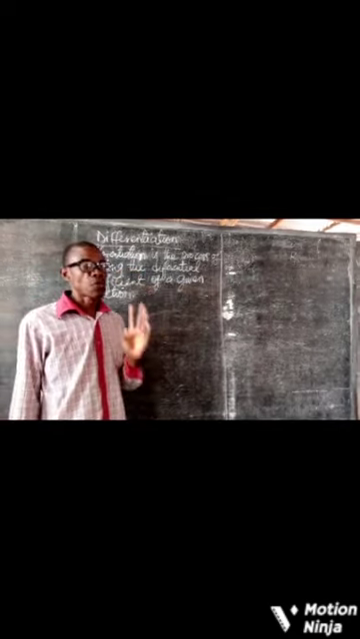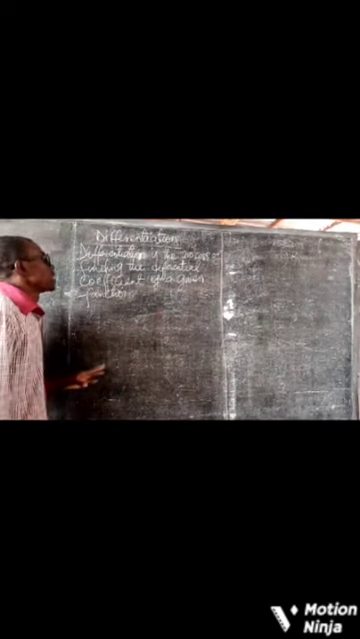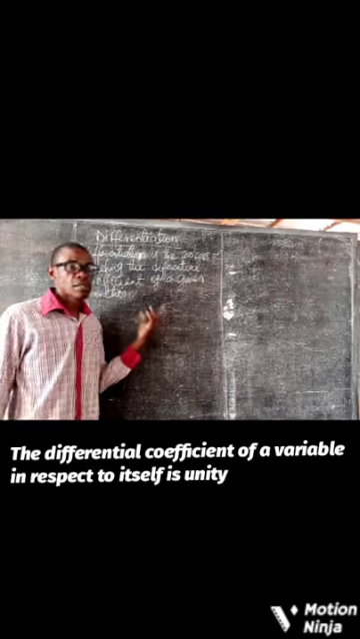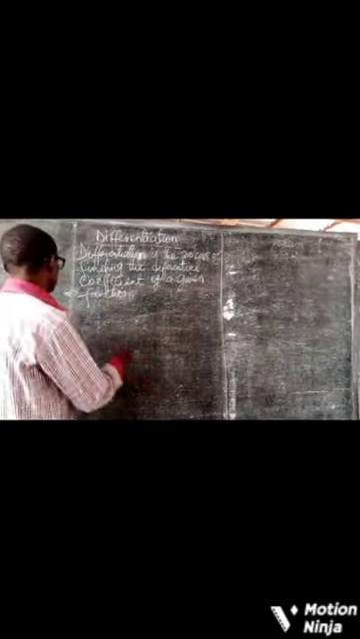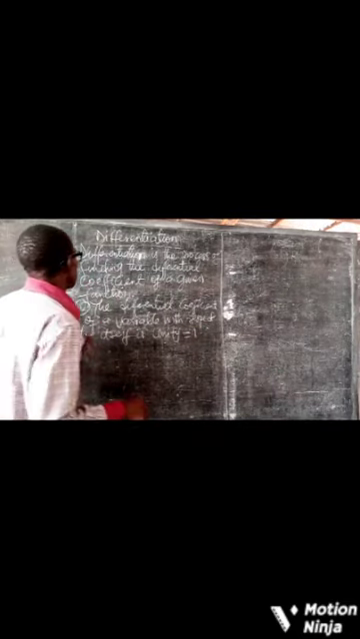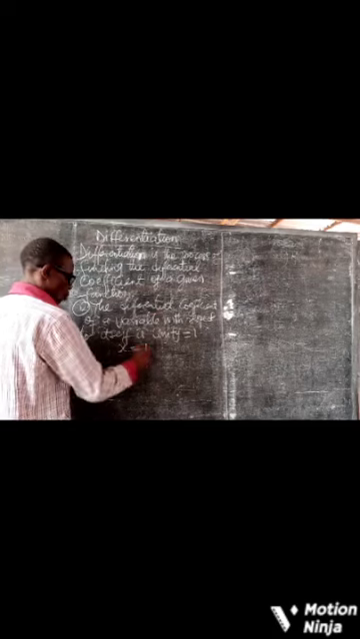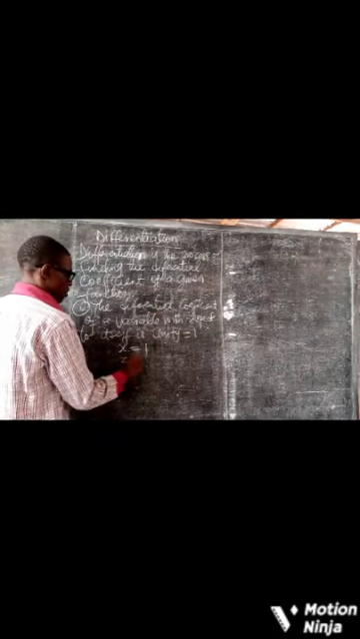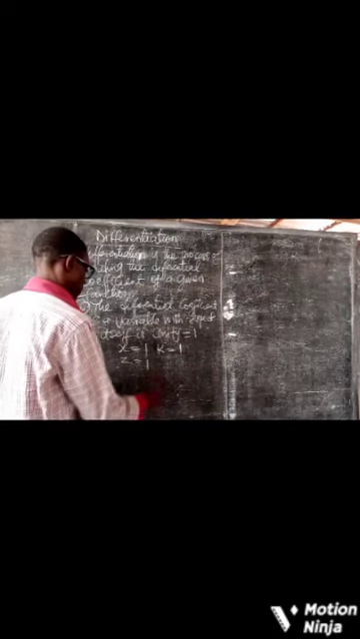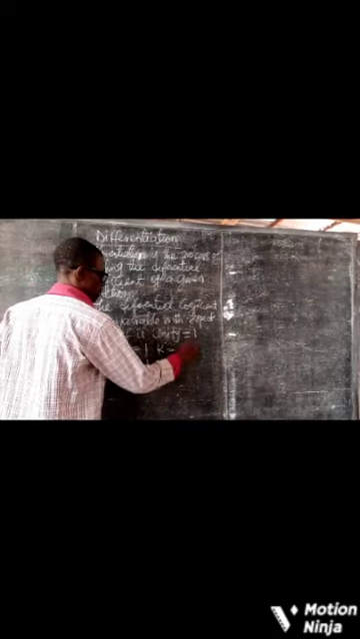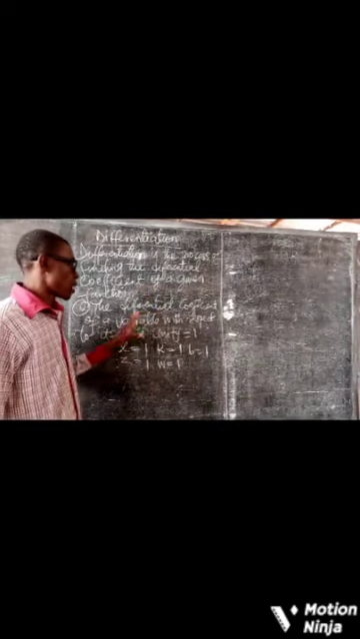As a matter of law, I want to give us the rules that guide this concept of differentiation. Number one is that the differential coefficient of a variable with respect to itself is always unity. That is to say, the differential coefficient of a letter like x is equal to 1, z is equal to 1, k is equal to 1, w is equal to 1, b is equal to 1. So the differential coefficient of any letter at all, any variable at all, is unity.